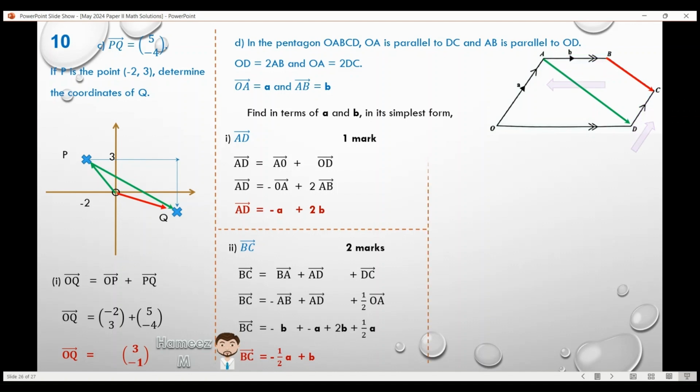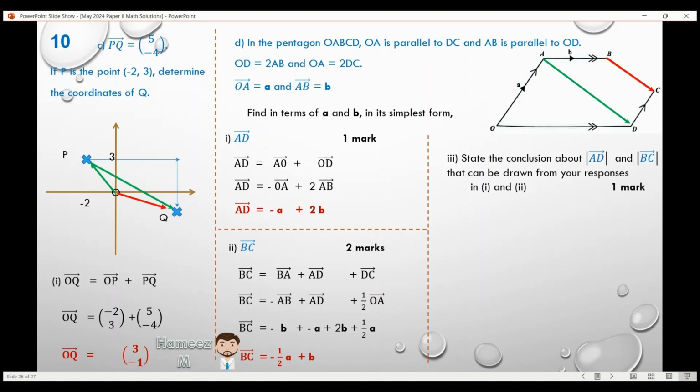Let's now go on to the last part of the paper. Part 3. State the conclusion about the vectors AD and BC that can be drawn from your responses in part 1 and part 2. So in part 2, BC is minus a half A plus B. And if we factorize out the half, we'll be left with a half times minus A plus 2B. You can multiply it and see for yourselves. A half times minus A is minus a half, times 2B is plus B. And what is minus A plus 2B? That is in part 1. That is AD. So BC is equal to a half AD.